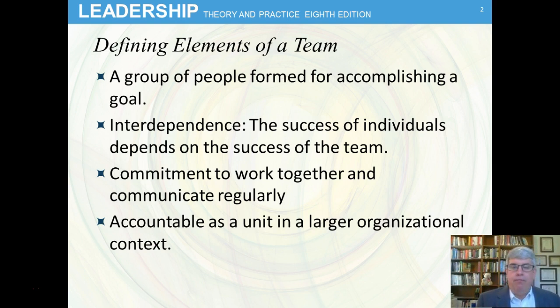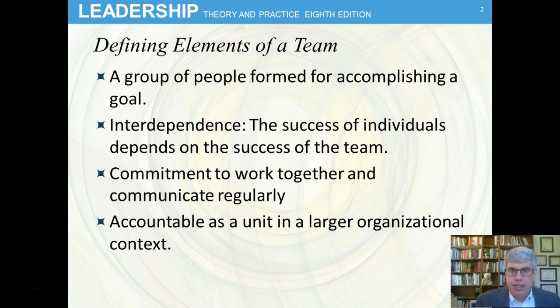Okay, first of all, what are the defining elements of a team? What makes up a team? First of all, a team is a group of people, but not all groups of people are teams. A team is a group of people formed for accomplishing a goal. So that's the basic definition: a group that has a goal that they're working to try to accomplish.